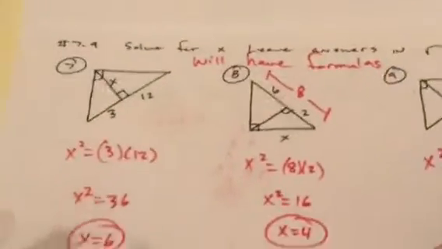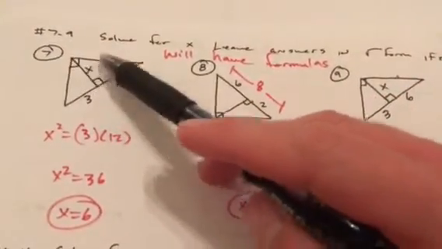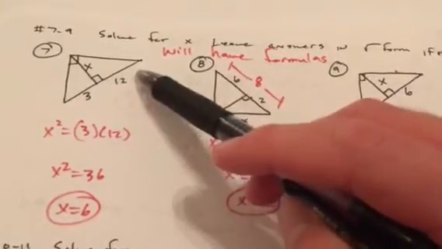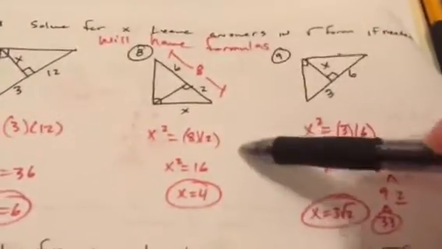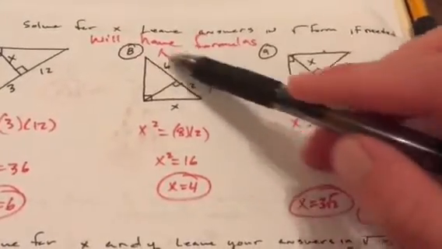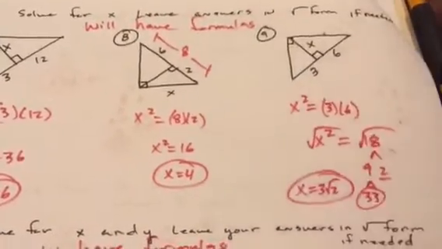I will give you formulas for these. This is the altitude on the hypotenuse formulas where it says the altitude, the height squared is 1 part of the hypotenuse times the other. Get 6. The other formula is the leg squared equals the whole hypotenuse times the part of the hypotenuse that touches the leg. All right, you get 4.